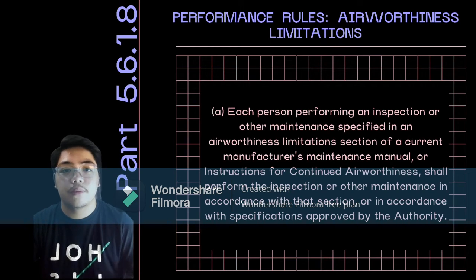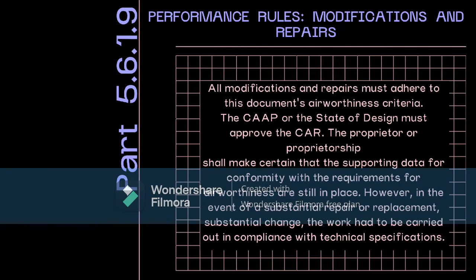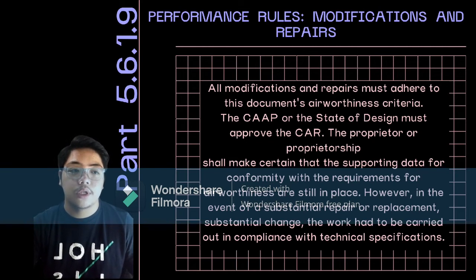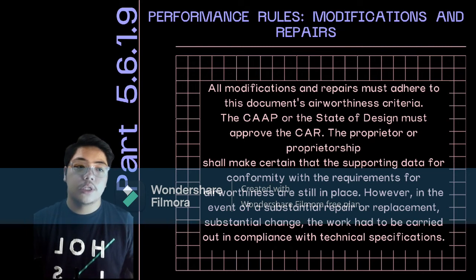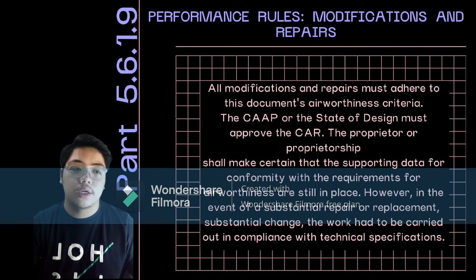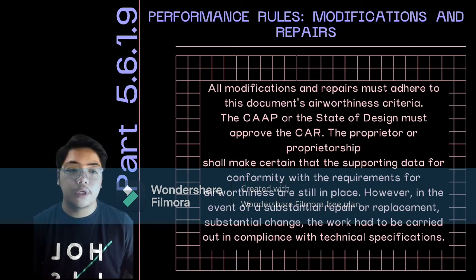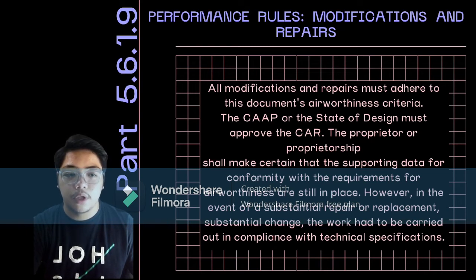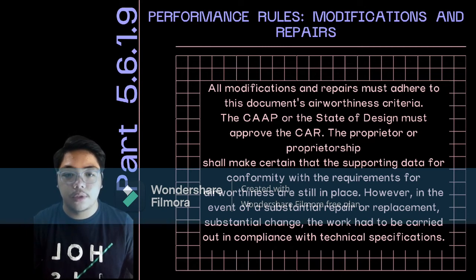The last part is performance rules, modification. All modifications and repairs must adhere to this document's airworthiness criteria. The CAAP or the state of design must approve the CAR; the proprietor shall make certain that the supporting data for conformity with the requirements for airworthiness are still in place. However, in the event of a substantial repair or replacement, substantial change, the work had to be carried out in compliance with technical specifications. That's all.